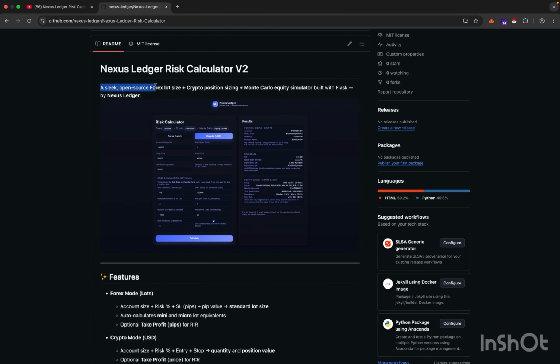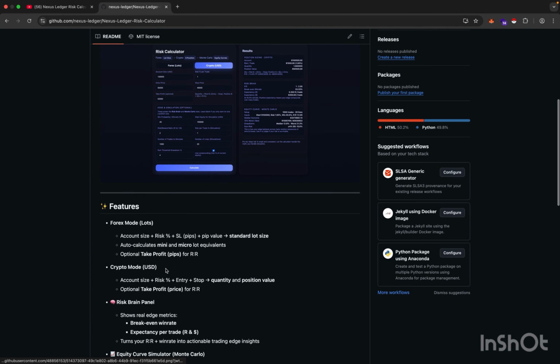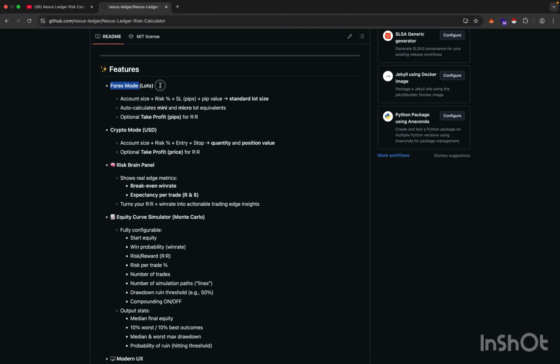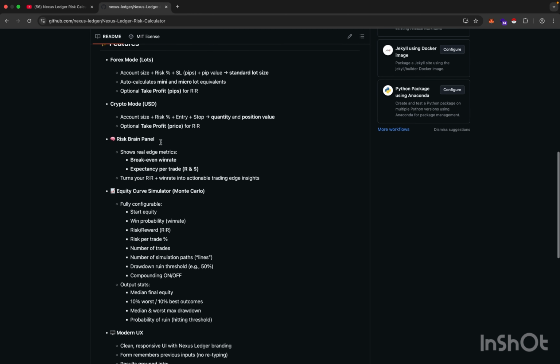It's a sleek open source Forex lot size plus crypto position sizing plus Monte Carlo simulation equity simulator built with Flask by Nexus Ledger. And this is completely open source and free to use. So features: you have a Forex mode, you have a crypto mode, you have a risk brain panel. Now these are the two new things that we have mainly added.